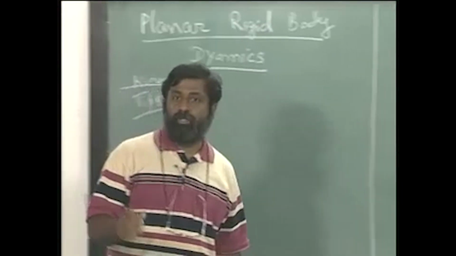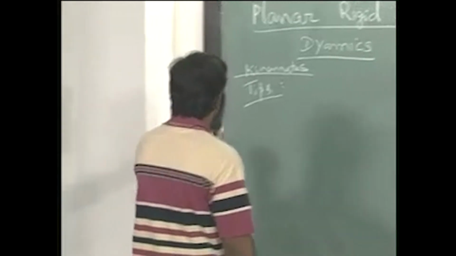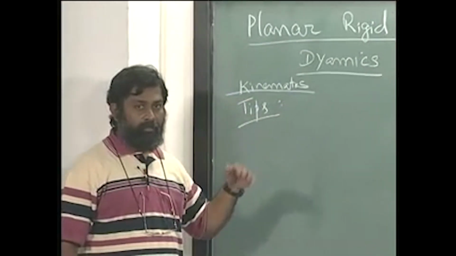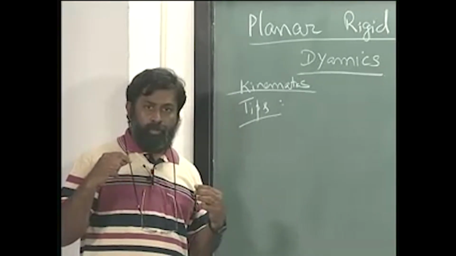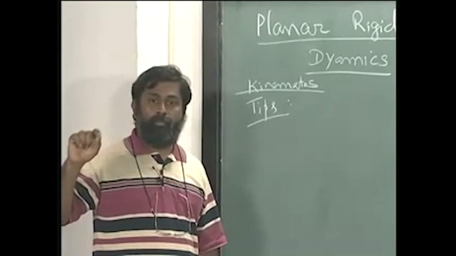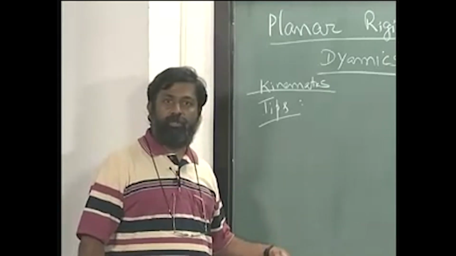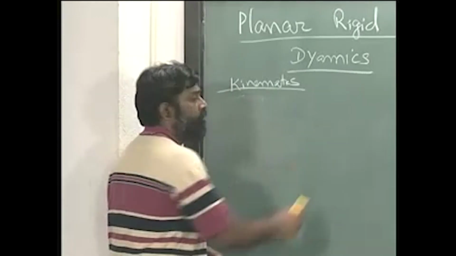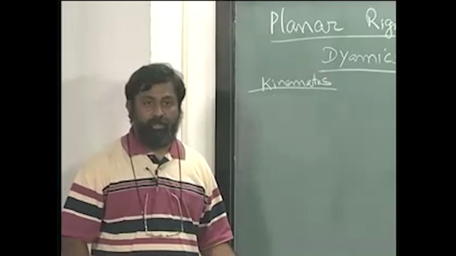Kinematics, as you know, is the study of motion, and we are just going to look at the geometry of motion in this particular case. We did that exercise earlier for a rigid body, both for a point on the rigid body and for a point with respect to a rigid body. Let us write down the equations first that pertain to rigid body kinematics, and then I will give you certain tips that you can use.